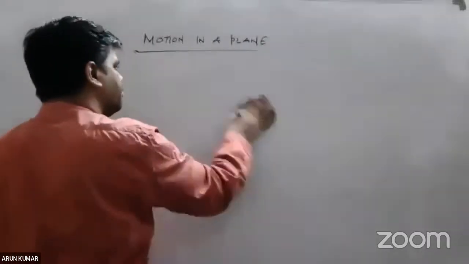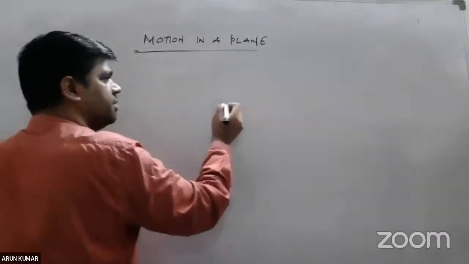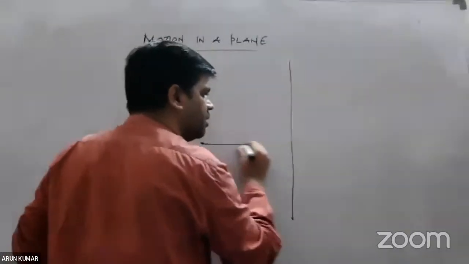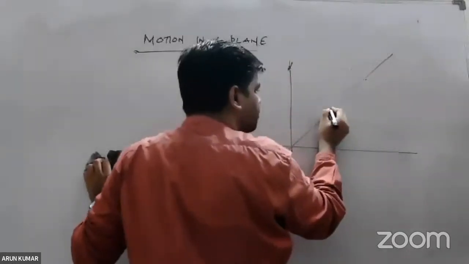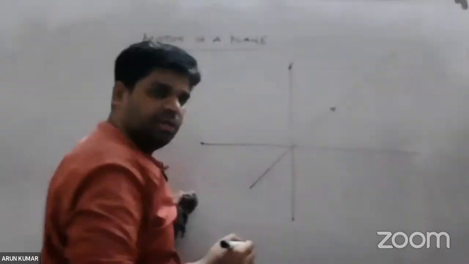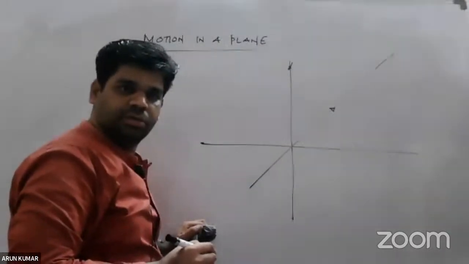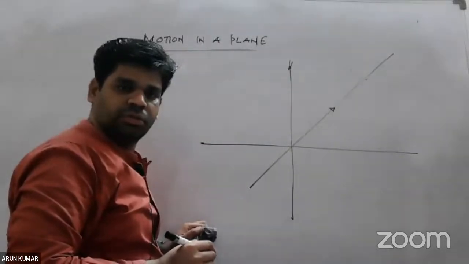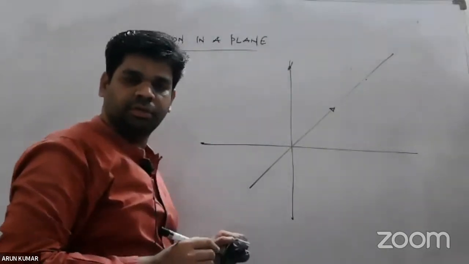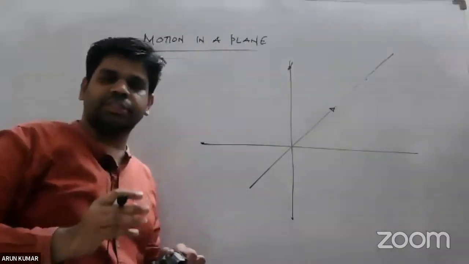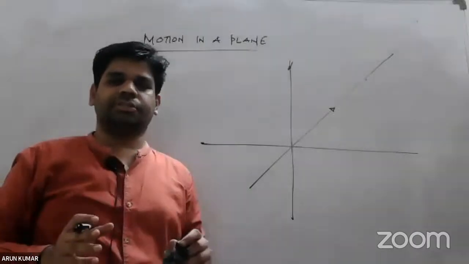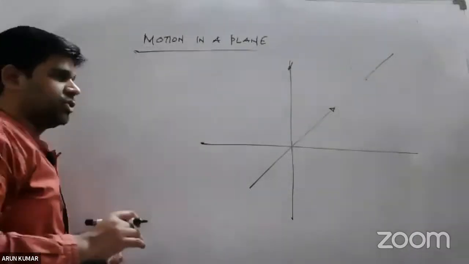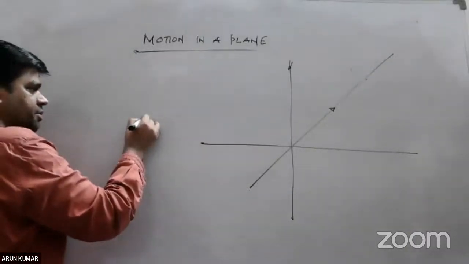Now let's come back to that motion along y is equal to x. I've got the line y is equal to x, and a particle is moving with velocity. What is motion? Motion is nothing but when you have a change in position. That results in motion. Let's say I've got an origin here.